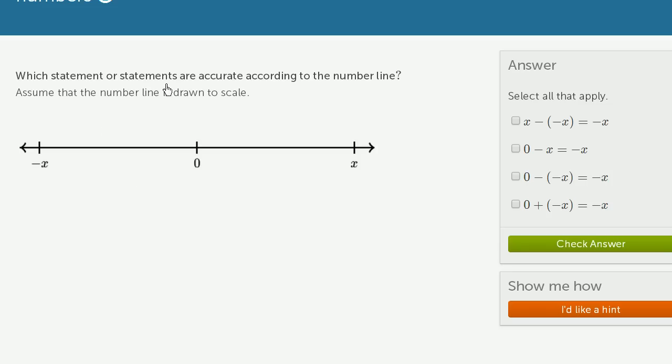Which statement or statements are accurate according to the number line? Assume that the number line is drawn to scale. So this first statement is x minus negative x.